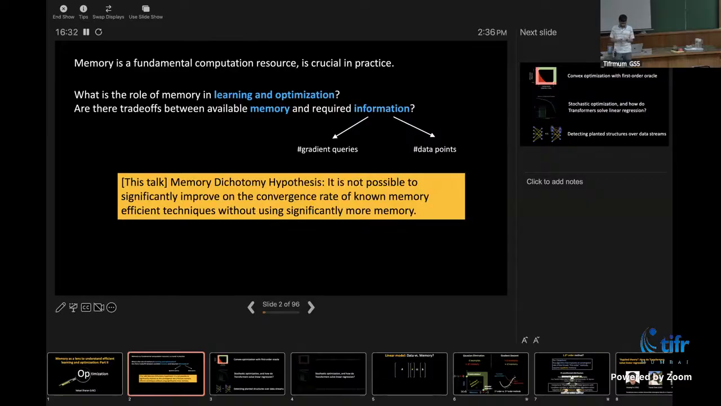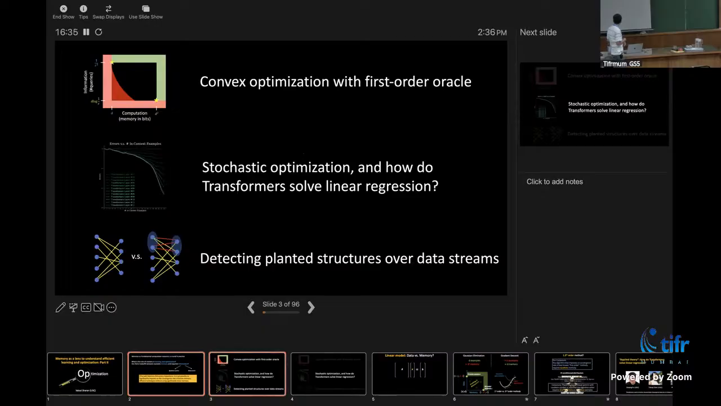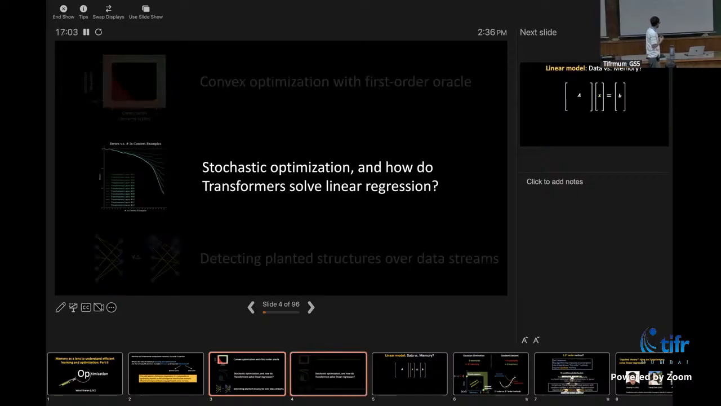So for example, we talked about convex optimization with a first order oracle. I spent about half of my time yesterday talking about this, where we saw that you have access to a gradient oracle, you want to minimize a convex function, and there was this trade-off between how much memory you have and the convergence rate you can achieve, where convergence rate is measured in terms of the number of gradient queries required to find, say, an epsilon optimal point. And then we talked a bit about stochastic optimization, and we'll continue from there.